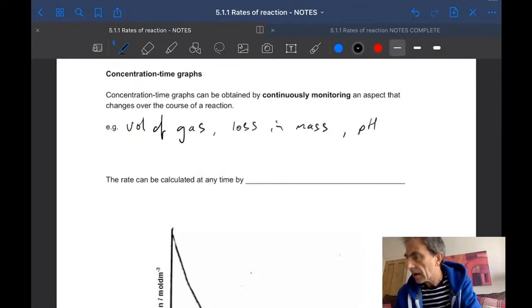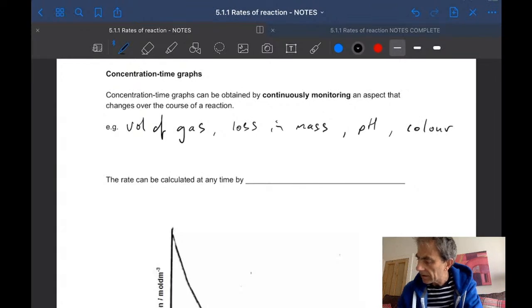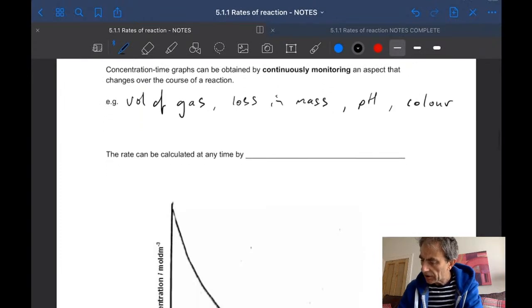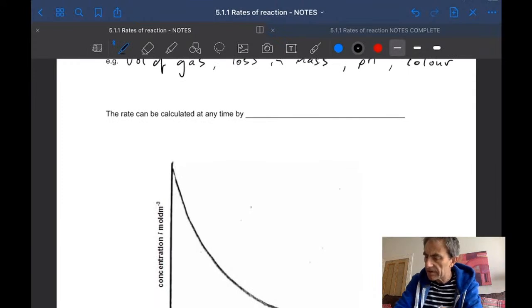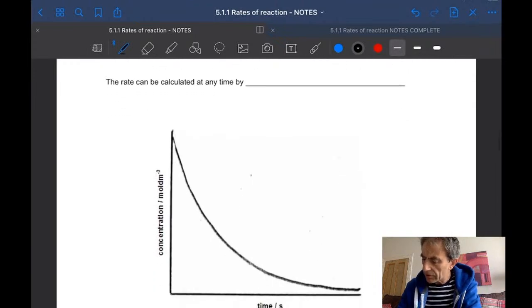pH and colour. If one of the reactants or one of the products has colour, you could monitor the colour, and we'll look at that in a second, on how you actually do this colorimetry technique. So let's say you were monitoring the concentration, in moles per decimetre cubed, over time. You would end up with a graph that looks a bit like that. So how would you then calculate the rate at any point of that reaction? You would calculate the gradient.